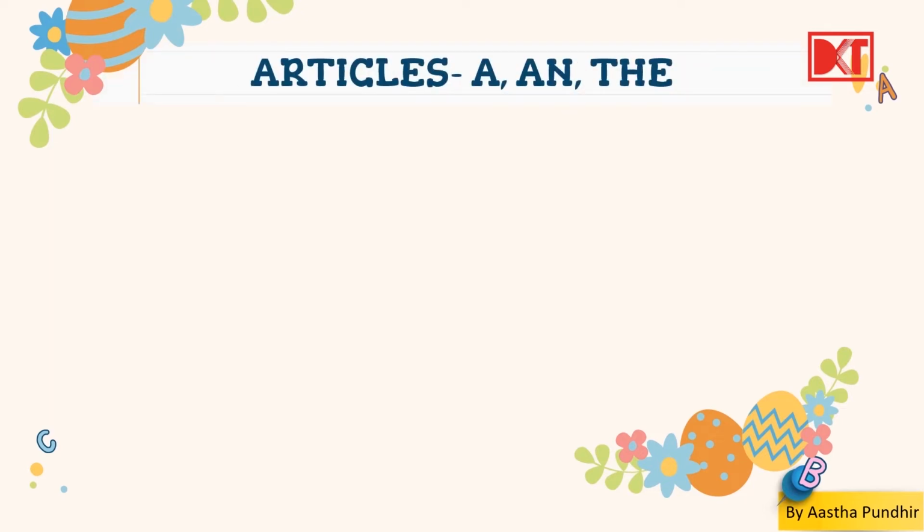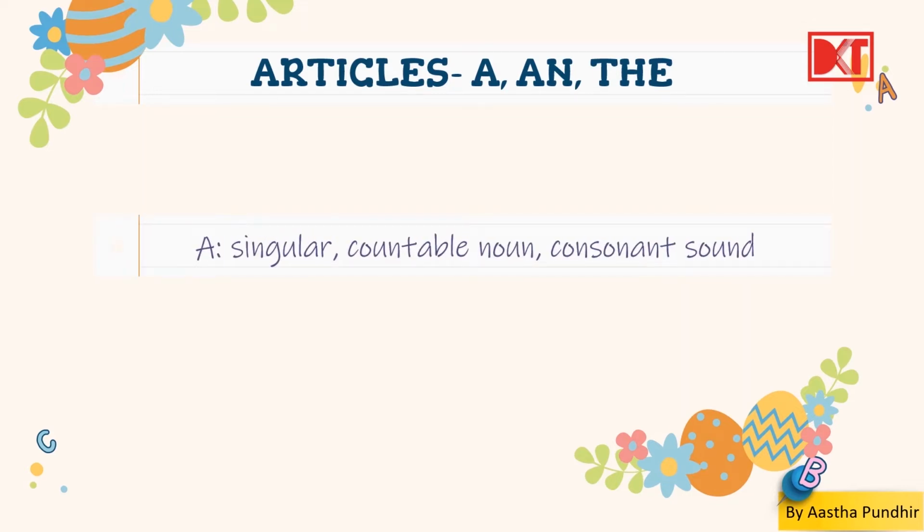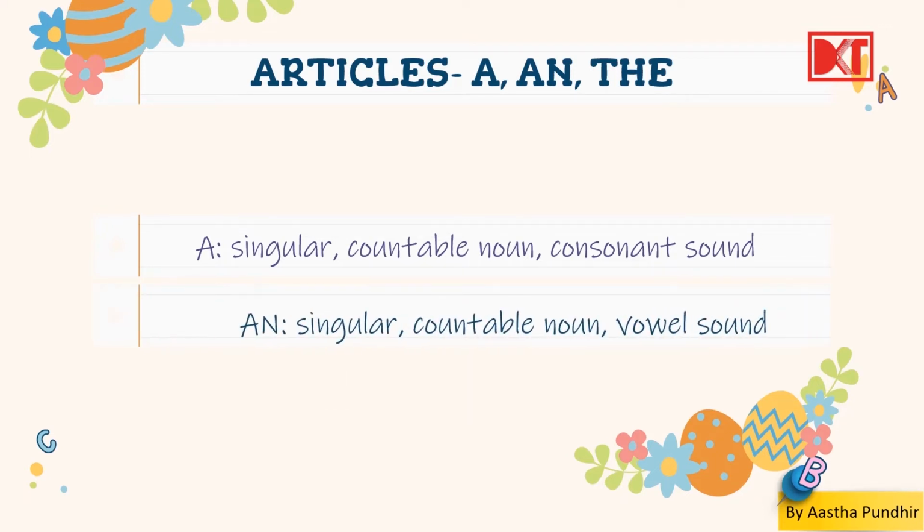Alright, so now we also have articles, a and the. What were articles used for? Providing a certain specific or general reference. And as we know, a is used for a single countable noun with a consonant sound. An is used with a single countable noun but with a vowel sound. Then the is the definite article, which is used in various cases which we have discussed in articles. So here a and an are indefinite articles, the is the definite article.